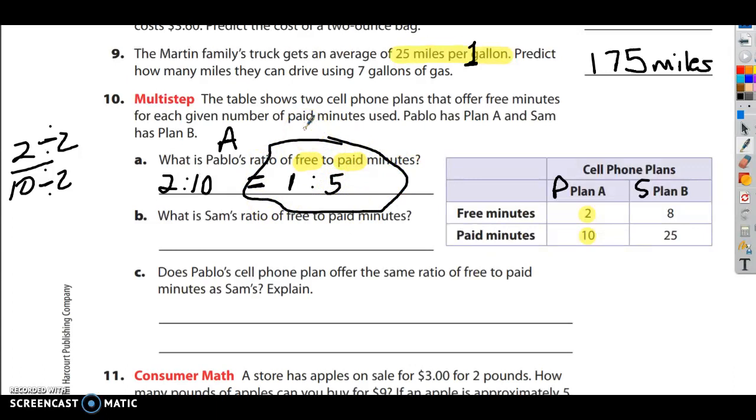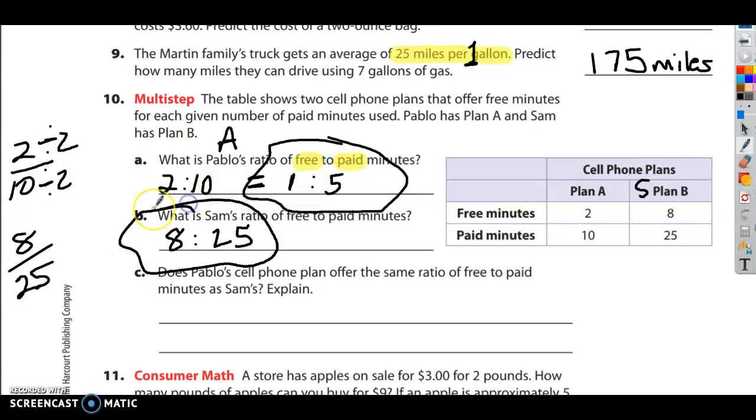Question B. What is Sam's ratio of free to paid minutes? So Sam is on plan B. And the free minutes are 8 and the paid minutes are 25. So we're going to write 8 to 25. And we're going to ask ourselves if that simplifies. If it were a fraction, would it simplify? And it doesn't, because 8 and 25 don't share a factor. The factors of 8 are 1, 2, 4, and 8. The factors of 25 are 1, 5, 25. They don't share a factor other than 1. So the answer doesn't simplify. So it's nice that we got to see here on A one that does simplify and on B one that doesn't simplify.